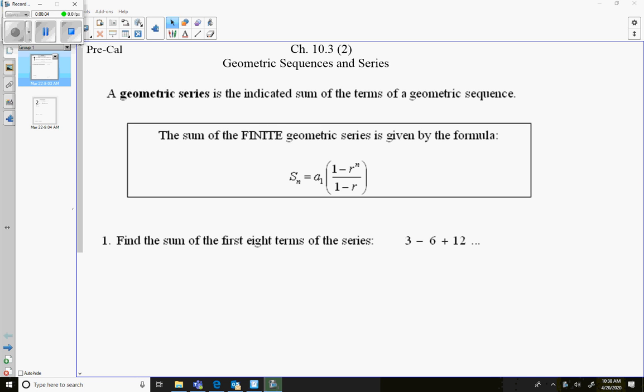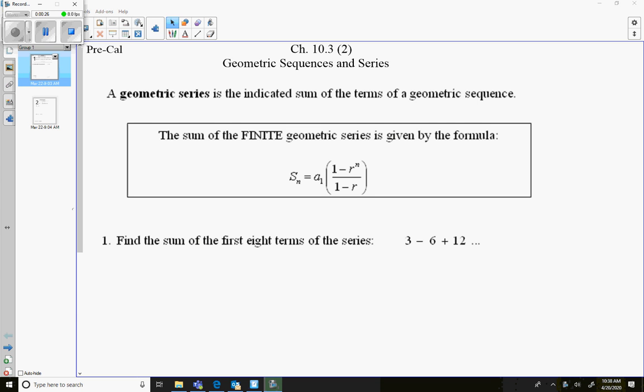Today's lesson is 10.3, the second one. We are continuing with our geometric sequences and series. 10.3, the first one was the sequences. Today we are looking at the series, which is the sum of the geometric sequence.